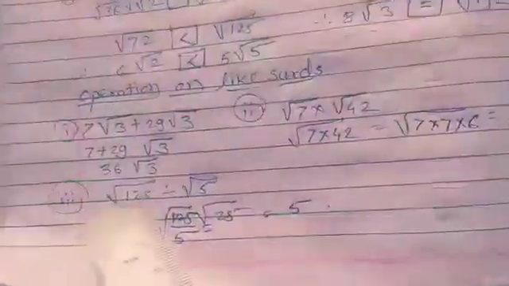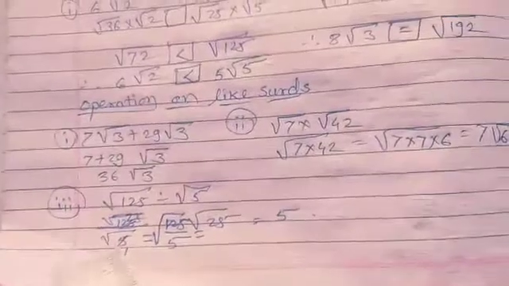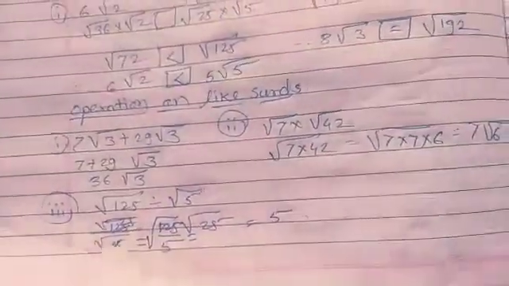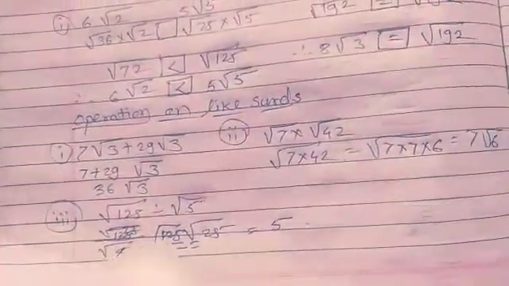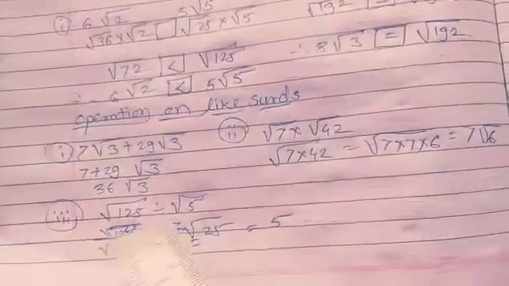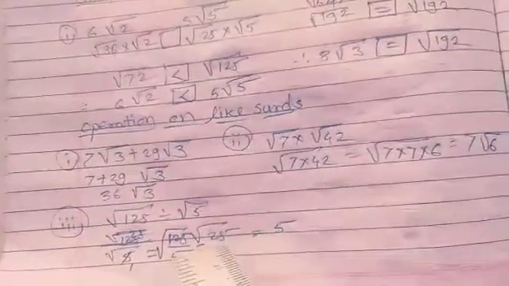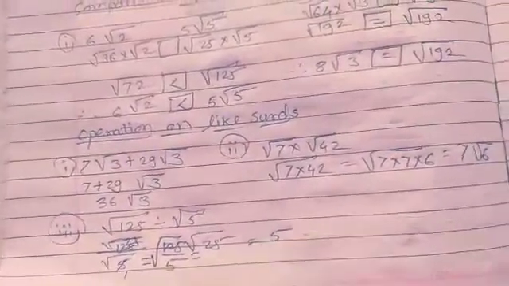Now the third one: root 125 divided by root 5. Here 125 divided by 5. Take 125 and 5. 5 twenty-fives are 125. So root 25, so the answer is 5.